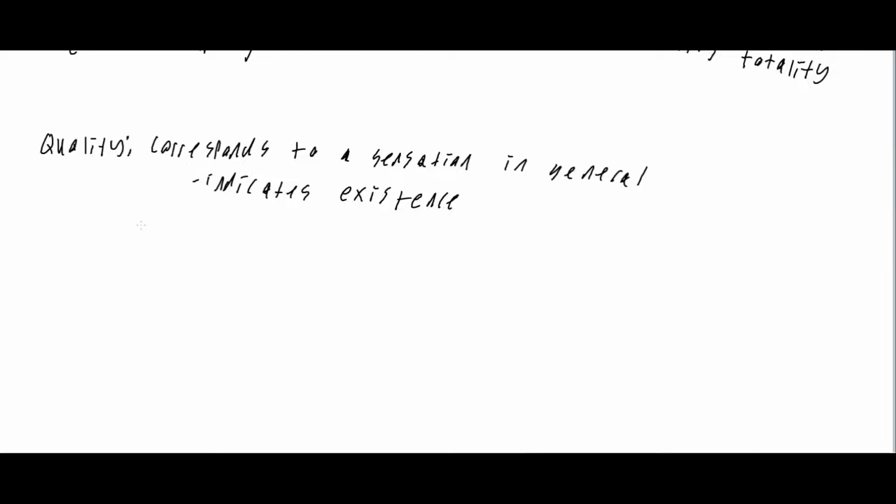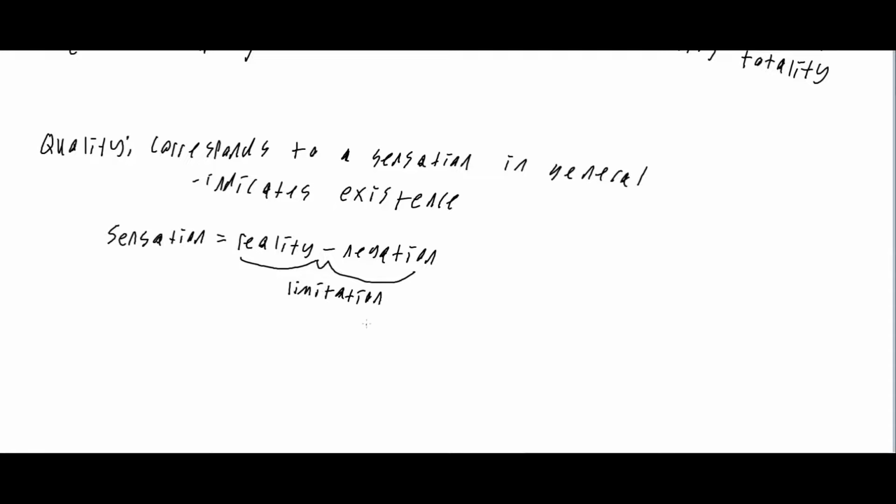And so I like to think of it in terms of this formula where the sensation of something is equal to the reality minus negation, where reality and negation are two of the three things under quality, and this we could even say is the limitation, which is the third thing under quality. So sensation equals reality minus negation, which means that if negation is equal to reality, meaning that the absence of the thing there is what is actually real, then we can say there is nothing, that nothing is there because the reality is a complete negation.